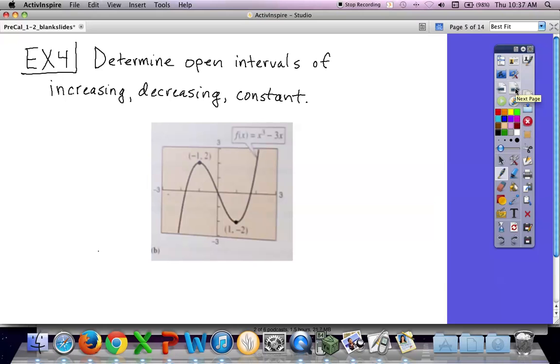Okay, notice on this one, it changes, right? It's increasing as you look from the left side of the graph until it gets to this value. Now, in terms of the x-axis, what is the interval over which it's increasing? You could put negative infinity to represent the left side. Where does it stop increasing? At -1, right? You would say increasing is negative infinity to -1.